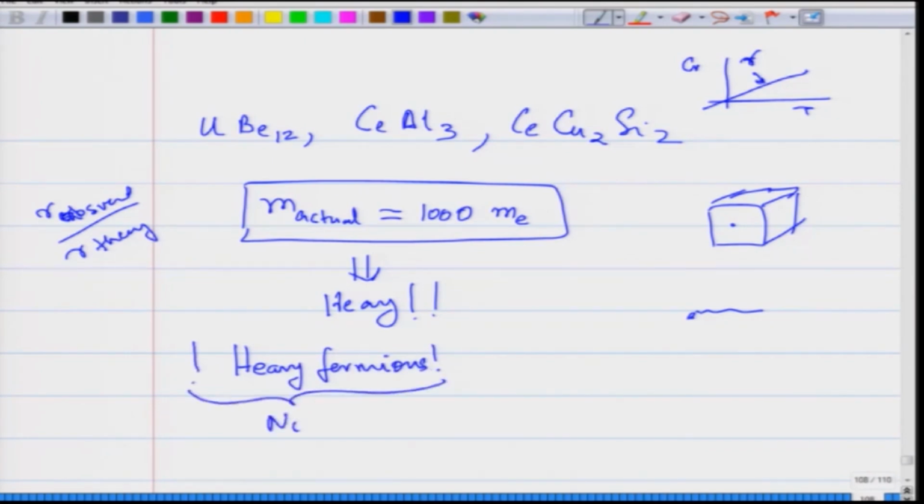These are not explained within the Sommerfeld's model. So, this is something which is outside the purview of the Sommerfeld's model, but yet the Sommerfeld's model actually lends a way to discover such materials and these new phenomena where the electron seems to be much heavier than what it would be if it was free.